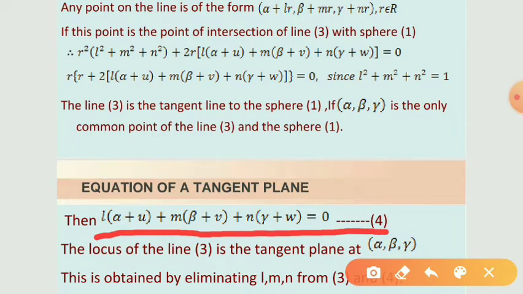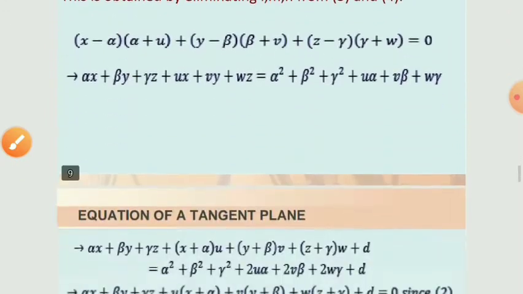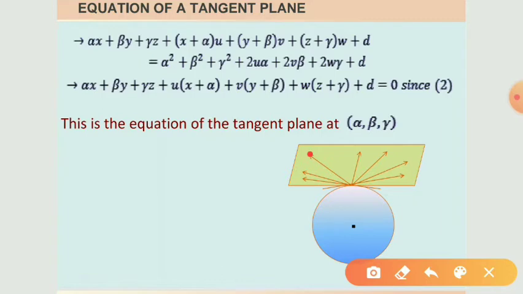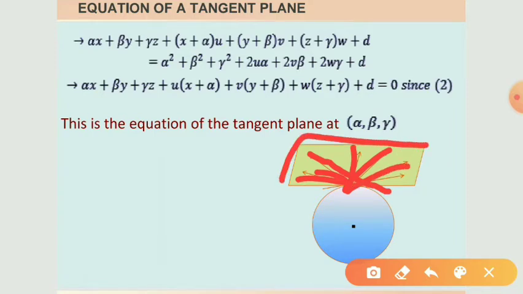So here from this diagram we can easily understand that all the tangent lines to the sphere at the point alpha, beta, gamma lie on the tangent plane. All the tangent lines at the point alpha, beta, gamma lie on the tangent plane. Therefore the tangent plane is nothing but the locus of the tangent lines at the point alpha, beta, gamma.